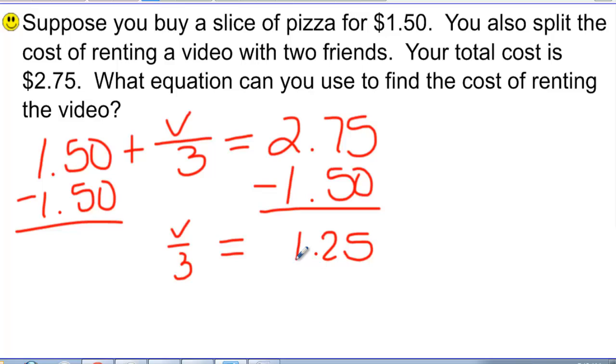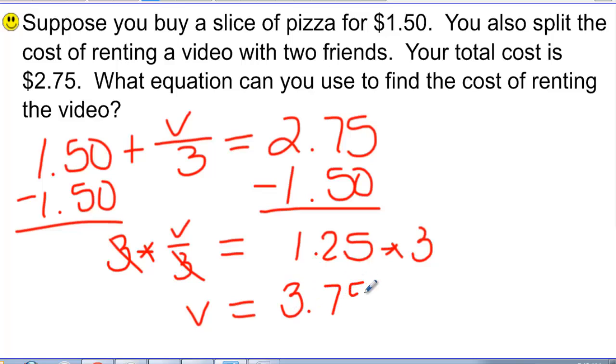So I know that I had the original cost of the video divided up by 3, and that was $1.25. So now I'm again going to do the inverse operation of dividing by 3, and that would be multiplying by 3. And so again, if I have 3 times something over 3, those two 3's are going to cancel each other out, and I'm left with just V. And then over on this side, I'm going to multiply by 3 as well, and I can see that the cost of the video would be $3.75.